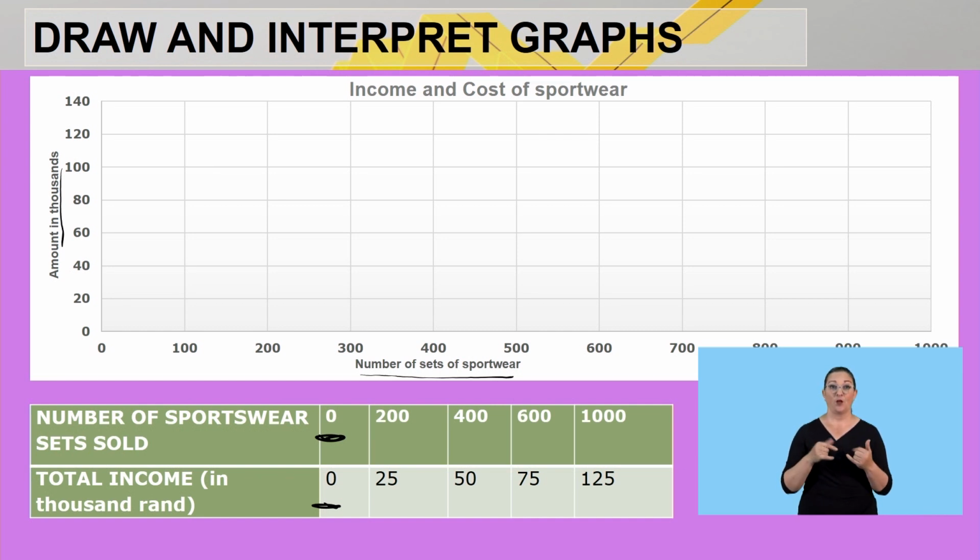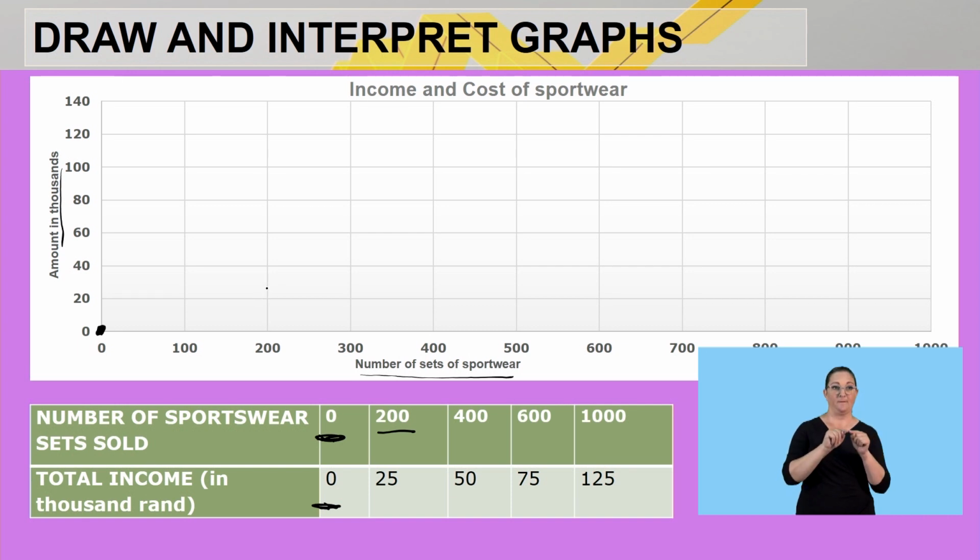So now, plotting the points. Firstly, you need to also understand different types of regions in your graphs. The point here, where it says 0 to 0, we call the point of origin. In this case, that's where we are going to make our first point, because the number of sportswear is 0 and the total income is 0. That's our first point. Then where it says 200, here is our 200, and the total income is 25, meaning it is 25,000, because these amounts should be in thousands. So from 200, we go to 25.